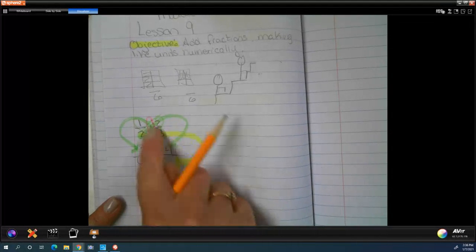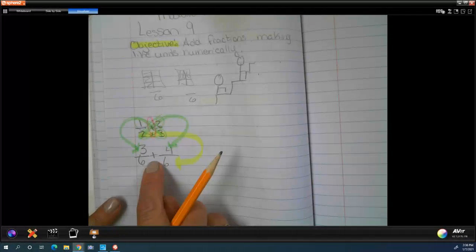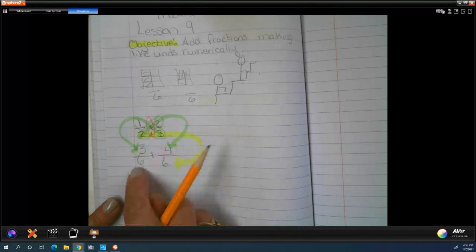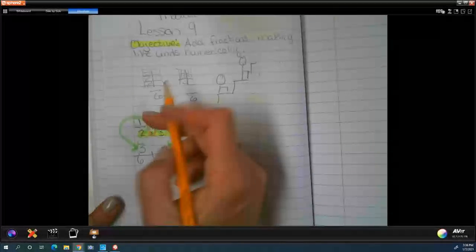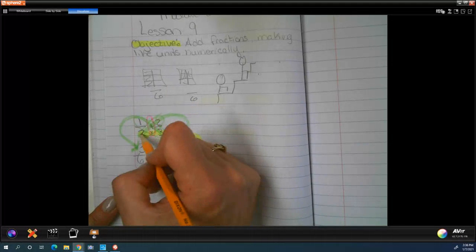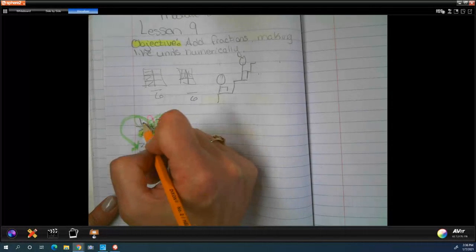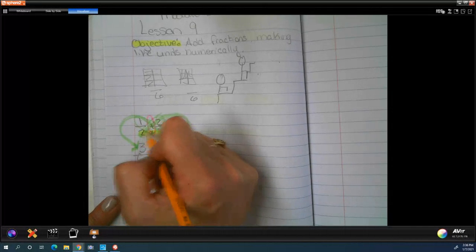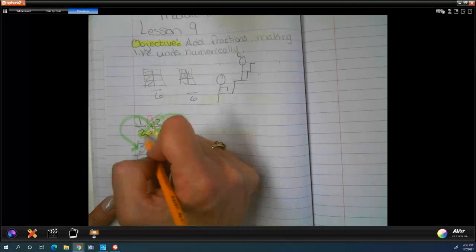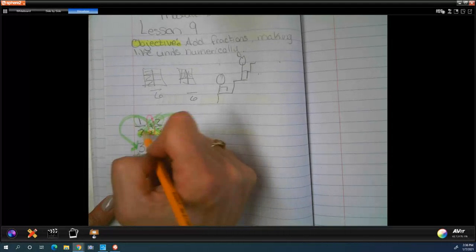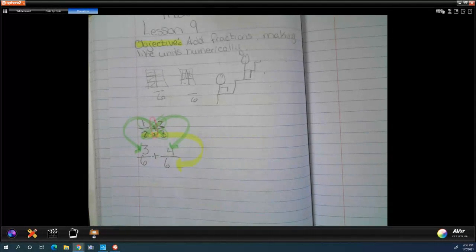I created new fractions. I replaced these fractions with these fractions because I did 2 times 3 to get my new denominator. Whatever I do to the bottom, I do to the top. I did multiply 2 times 3 to get 6. So 3 times 1 has to give me this 3. 2 times 2, because I multiplied 3 times 2 to get 6. 2 times 2 is 4. So that's the butterfly method.